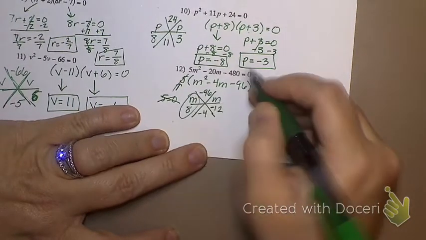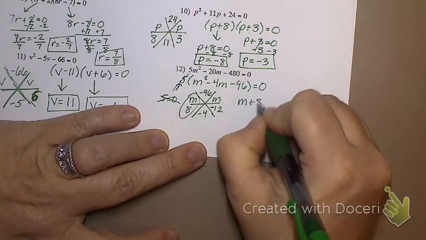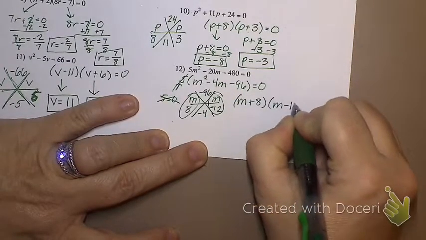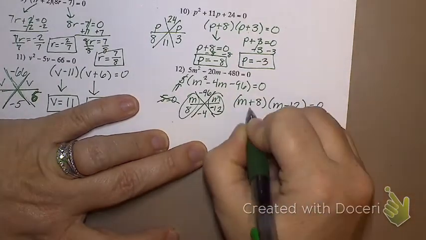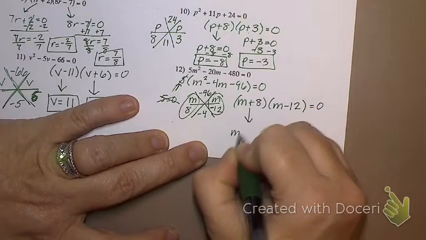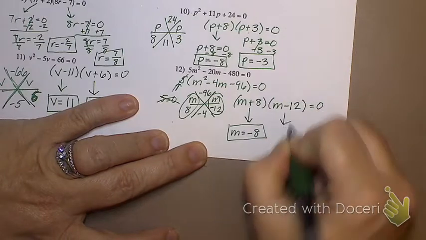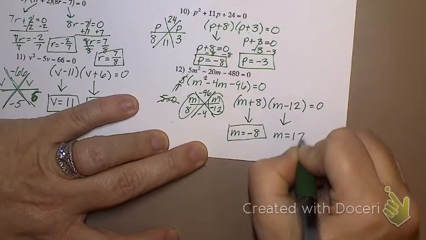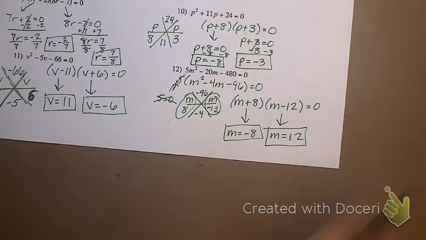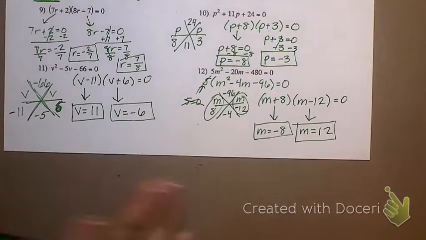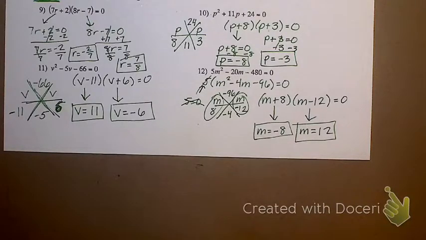So I have m plus 8 and m minus 12 equals 0. So what do I get from m plus 8? I get m equals negative 8. And from m minus 12, I get m equals 12. Easy peasy? Why am I getting this now? Well, it's about time. Happy studying.